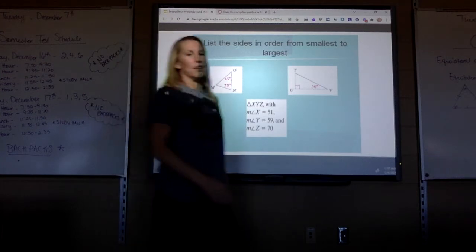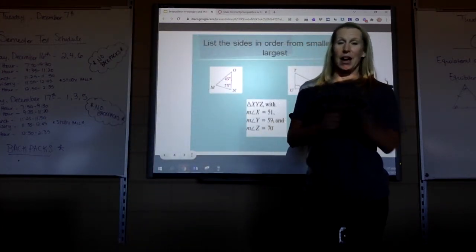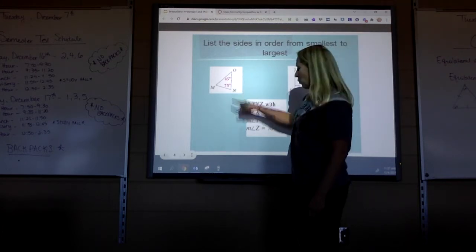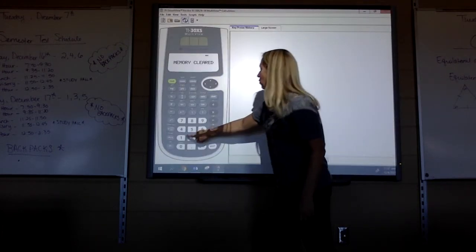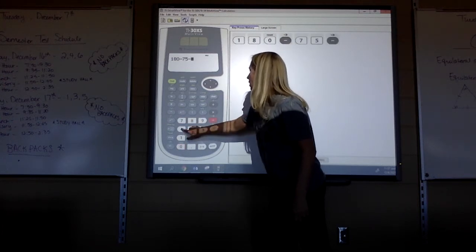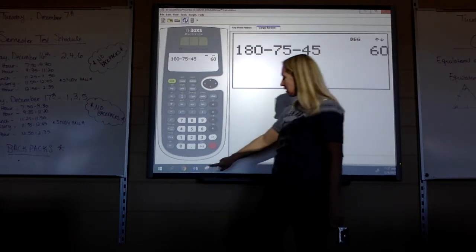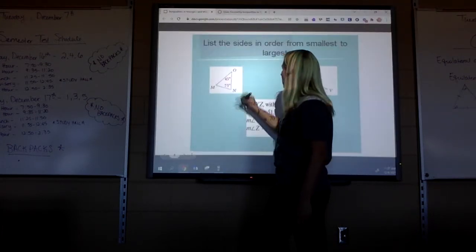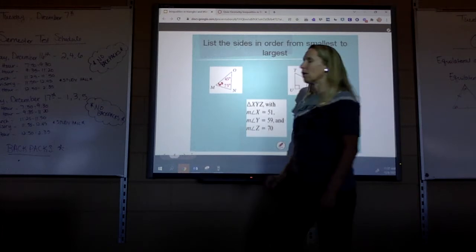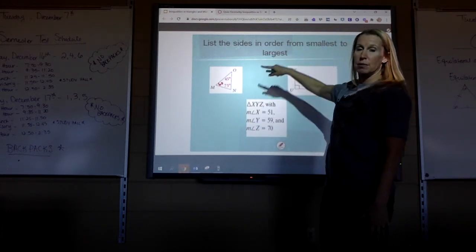So let's look at these. First of all, what do all the angles in a triangle add up to? I hope you said 180. So if you do 180 minus 75 and 45, you're going to get that the missing angle is 60 degrees. Okay, so I'm going to list my sides in order from smallest to biggest.